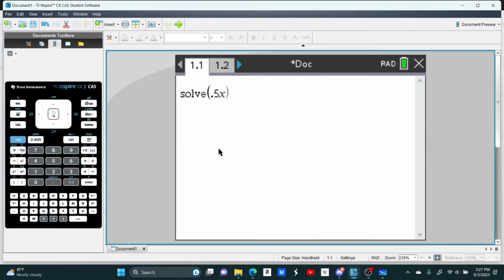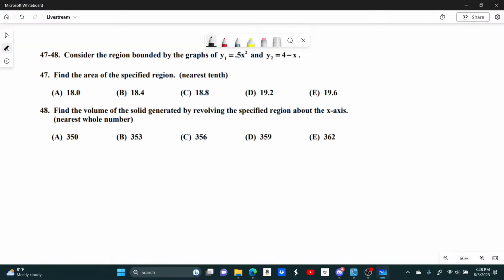So 0.5x squared equals 4 minus x. Solve that, and I get x equals -4 and 2. You probably could have solved this by hand, but just for time's sake, you wouldn't always know that in advance. And saving time is good whenever you have 60 problems in only 40 minutes. All right, so these are your two bounds. You've got -4 and you've got 2.